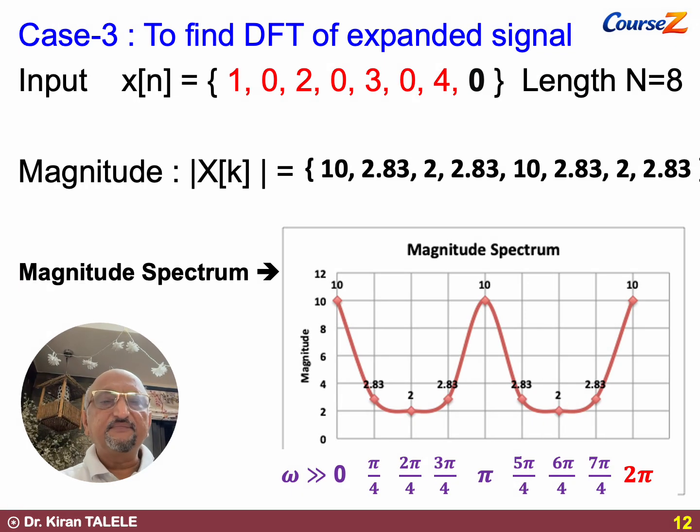Here we are taking x of n with alternate zeros. When a signal is inserted with alternate zeros, that means actually we are expanding the signal. Signal is expanded in time domain, and the effect of that expansion we can see here. The spectrum is compressed in frequency domain. As compared to the original spectrum, which was the same as this but in the range of 0 to 2 pi, now it is compressed to the same shape in the range of 0 to pi.